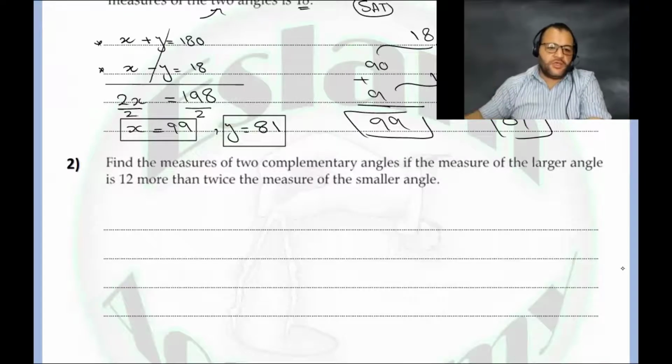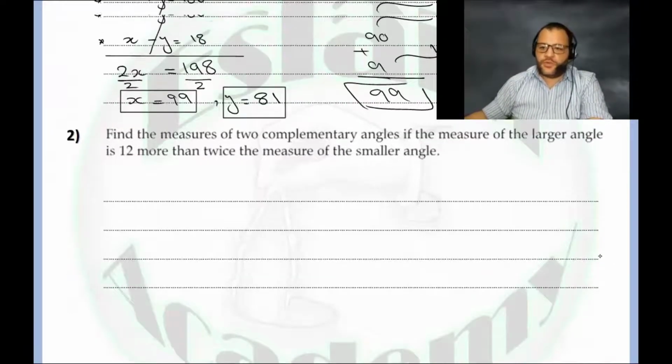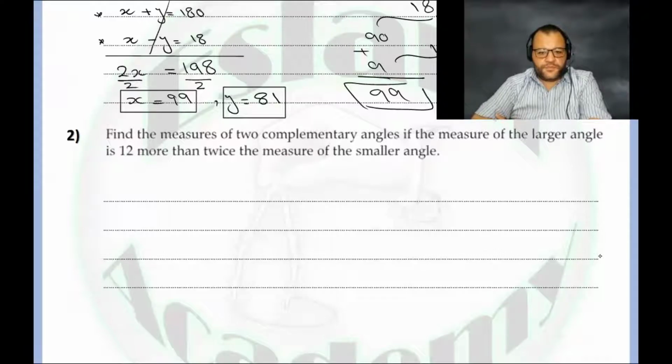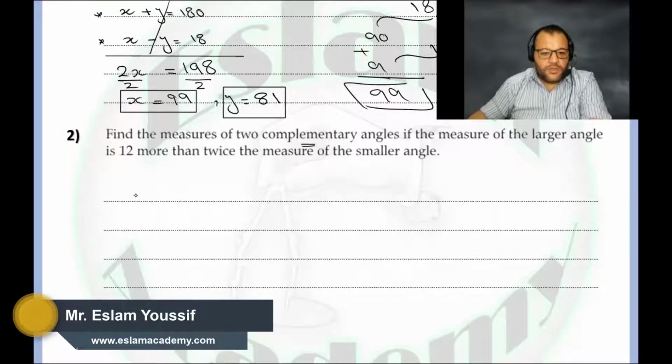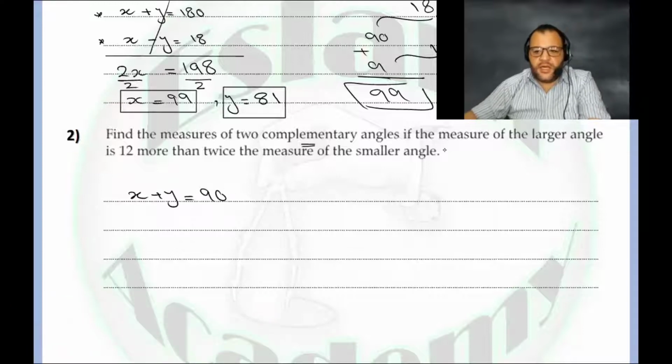So for question number 2, x plus y is equal to 90. We have to find the two complementary angles. What is the meaning of complementary angle? It means x plus y is equal to 90 degrees. And if the measure of the larger angle is 12 more than twice the smaller angle, let the larger angle be x.